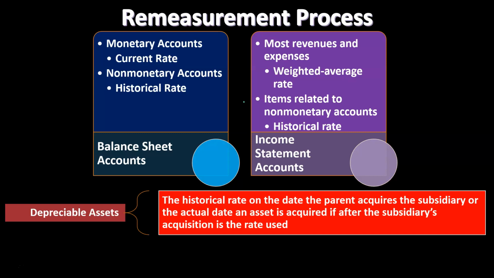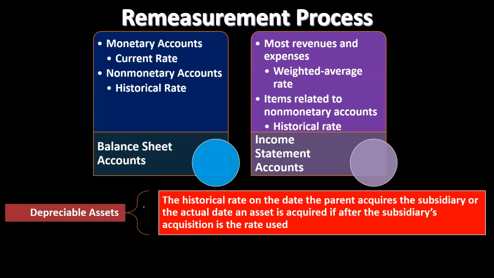So for depreciable assets, the historical rate on the date the parent acquires the subsidiary, or the actual date an asset is acquired, if after the subsidiary's acquisition, is the rate used. This is where it gets a little bit confusing, because we're talking about a balance sheet account here. We're saying, okay, now we have the historical rate. We're going to deviate from what we typically do for the translation process, and think about what rate we would use then.